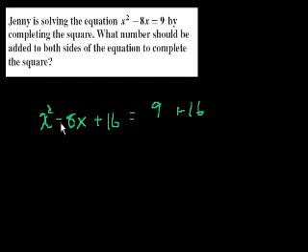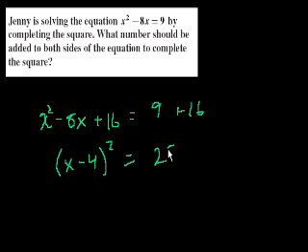And why did that work? Well, now it's a perfect square. This is now x minus 4 squared is equal to 9 plus 16, 25. They're not even asking us to solve it. They just wanted to know what we had to add to both sides. So it's 16, choice D.